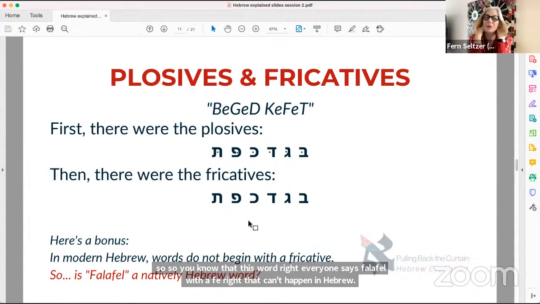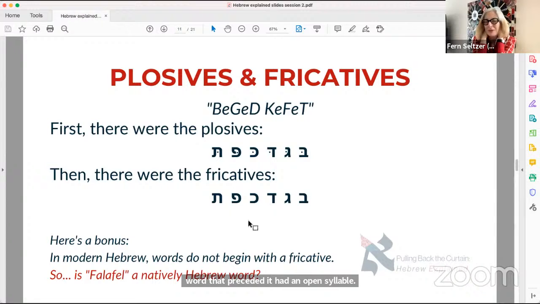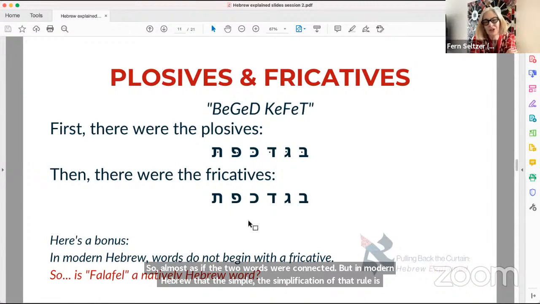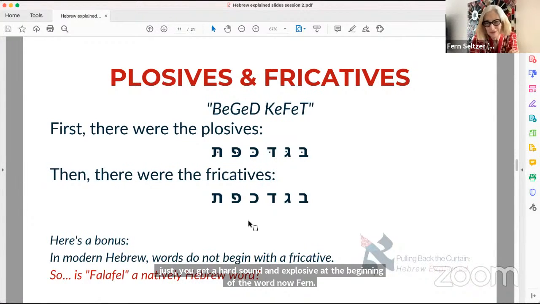I have a question. In most languages, and Hebrew, I'm sure, is one, import words from other languages. So besides falafel, are there other technical words, cell phone, et cetera, that would start with these taboo sounds?